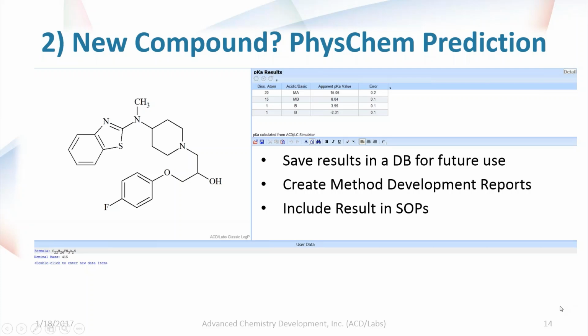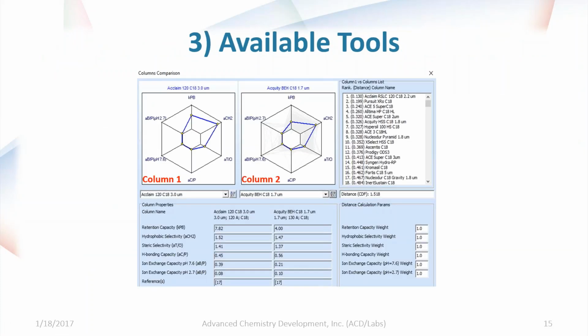Now, another way that you can speed your method development is through the use of different tools that are available. In this case, we're talking about a column comparison tool. So you might need to find a new column to use. Maybe you need to translate a method, or the column that you were using is discontinued, or you don't have it available anymore. Someone else in the company is using it, and you need something else right now. And your SOP states that you can use a similar column.